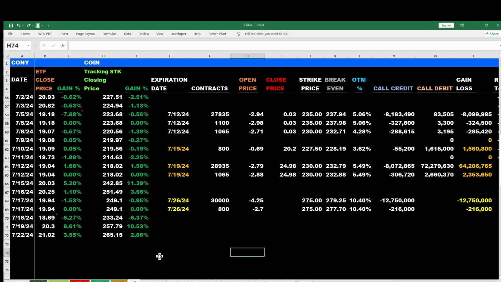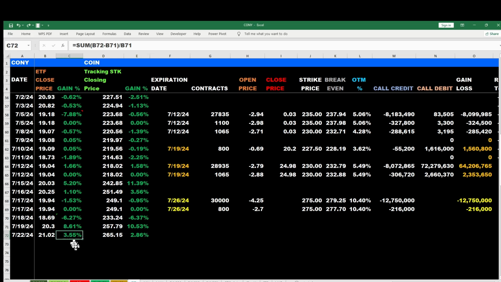So let me contrast. COIN had buy-in to the fund, but they didn't put any trades on. MSTY didn't have any buy-in and didn't put any trades on. All right, so let's go into COIN. So what happened with COIN? It was up 2.86, right? 257 to 265. So 2.86.